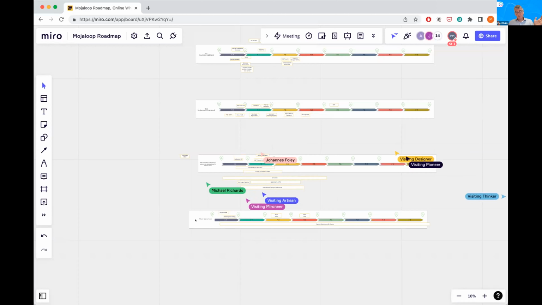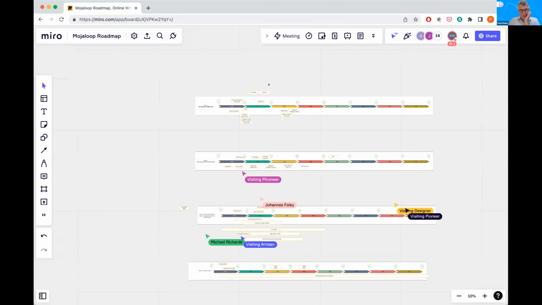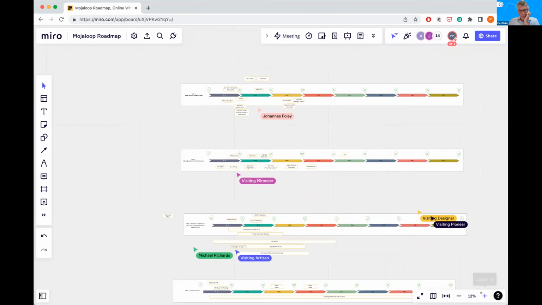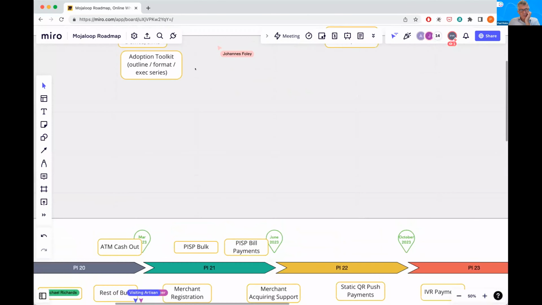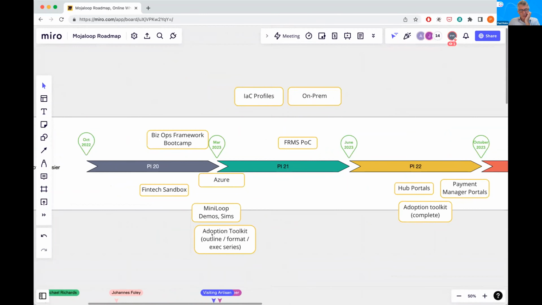Okay, well, ask the room. What resources are you able to commit? Anyone want to commit to significant amounts of dev effort or thinking? I mean, let me just focus on one then. The adoption toolkit.